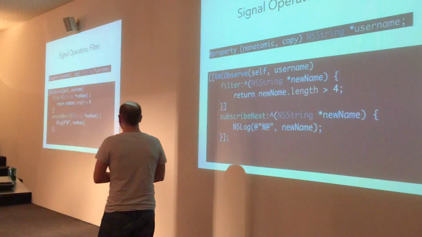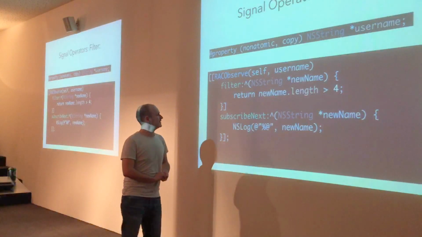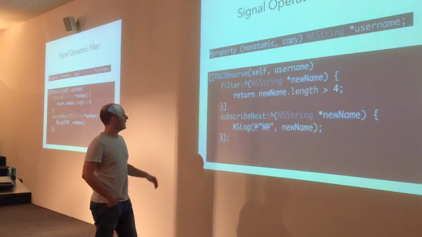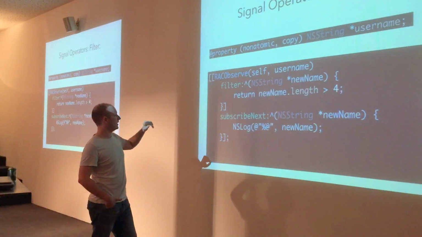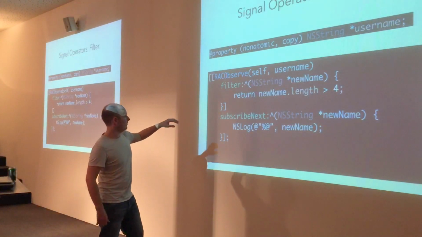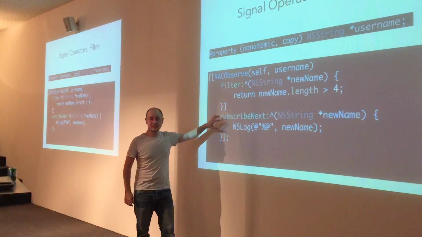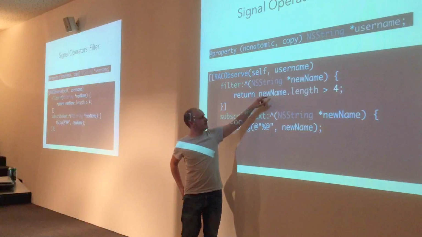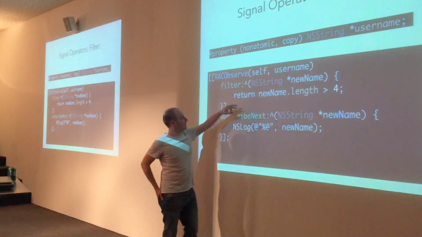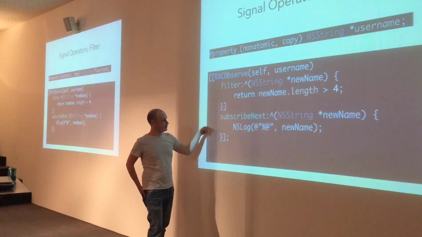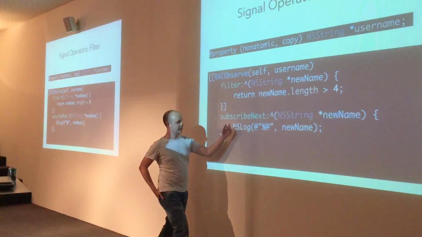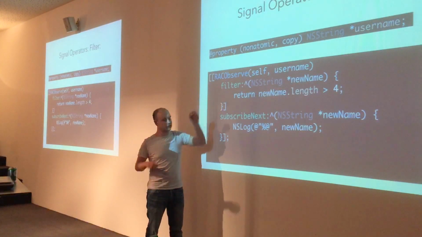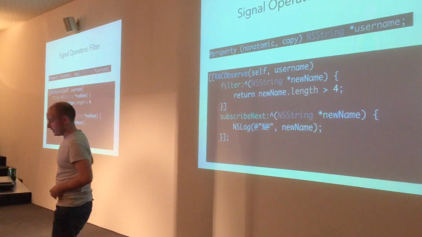Another example of a basic signal operator is filter. In this example, we have a property called username, which is a string. We only want to be informed of changes to that value if this block here is true. So we test to see if the new name's length is greater than 4. If it is, then the filter will allow the signal to pass through to the subscribe next, and we get the NSLog of the name change. But if it doesn't prove to be true, then it just doesn't happen. It stops at that point.